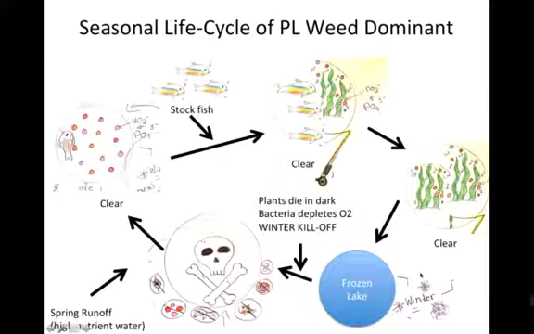What happens in the winter is the lakes freeze, it snows, the lakes get dark, and the plants die. The plants in the dark die, and bacteria in the water eat the plants and deplete the oxygen. And this causes a condition called winter kill-off, where all the fish die over the winter, and you start the spring again with a dead lake. We've seen this historically in 5 and other lakes.